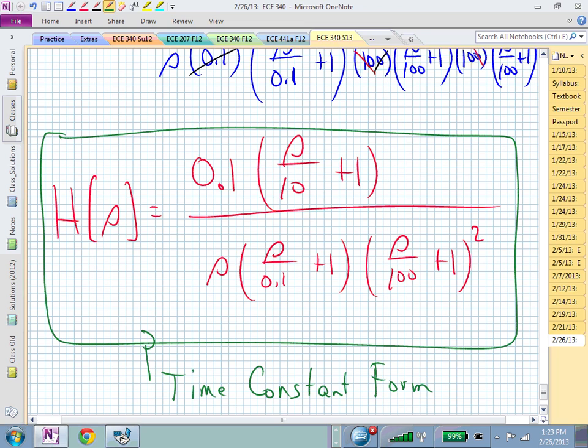Now we can sketch this. And what kind of terms do we have? We have a factor that's just a constant, so we need to learn how to sketch the Bode plot of a constant. Well, that could be a positive or negative number if I really wanted to make it complicated. But that would be a constant.